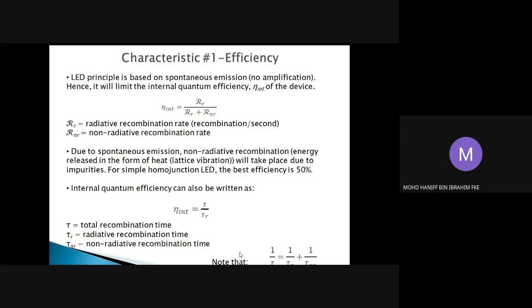From this equation, we can obtain the total recombination time based on the values of the radiative recombination time and the non-radiative recombination time. So to calculate the internal quantum efficiency, we can use either the equations at the top or the equations at the bottom. This is a parameter used to determine the efficiency of the LED to produce light.